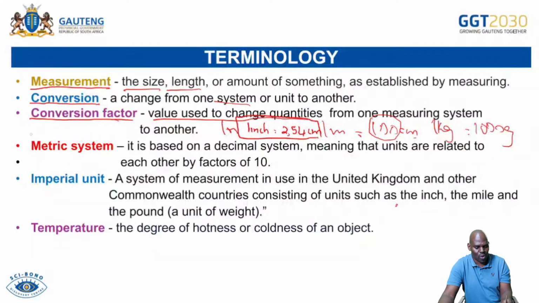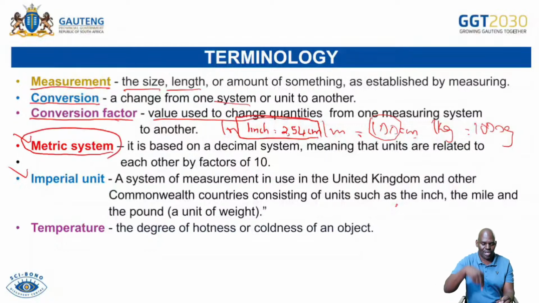Okay, and then of course we've got the metric system and the imperial system. As I indicated before, the metric system is used in other countries for conversion, while the imperial system is used mostly in South Africa. Sorry, I said it the wrong way around. The metric system is the one that is used locally in South Africa, and the imperial unit is the one that is used in other countries.